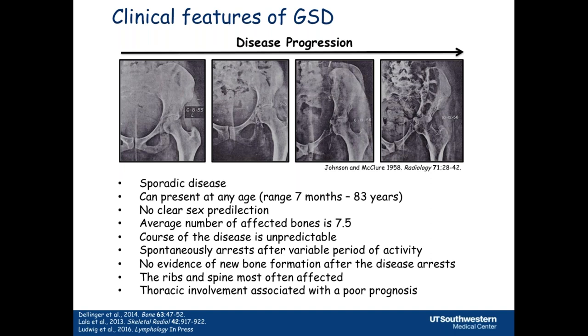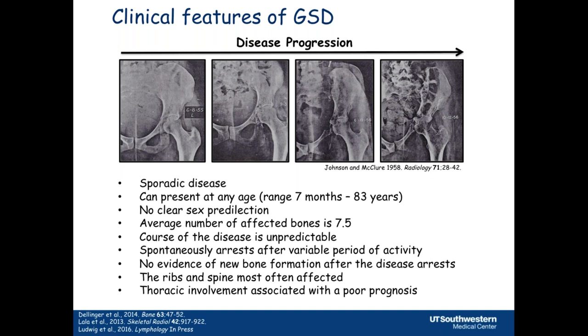Gorham-Stout disease is a lymphatic disease that's characterized by the development of lymphatics in bone and by massive bone loss. This disease is a sporadic disease. It's not inherited. We think that it's caused by a somatic genetic mutation. However, the genetic mutations that cause this disease have not been identified. This disease can present at any age, but is typically diagnosed in children and young adults. Gorham-Stout disease affects both males and females equally.